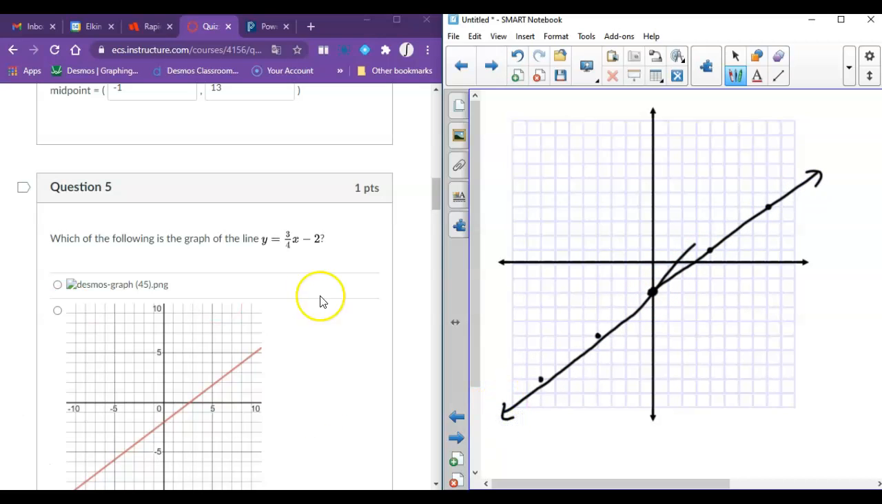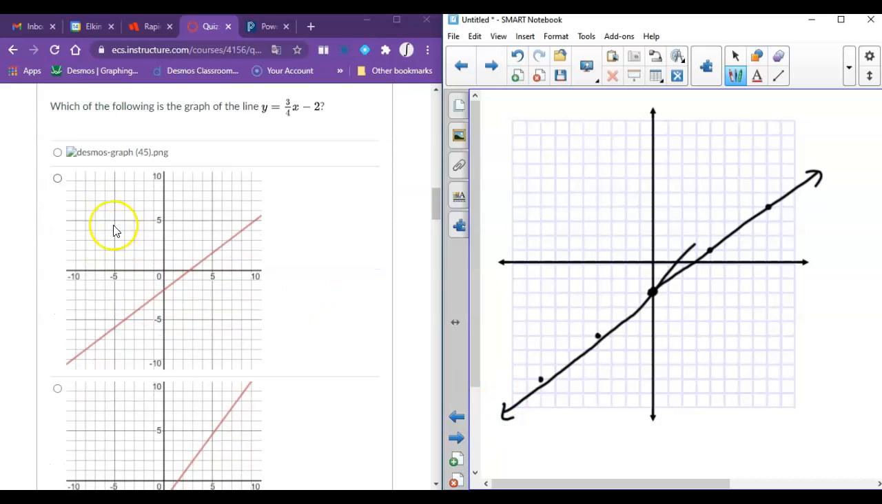And so when we compare this to our answer choices that we have, my first one's not showing up. I hope that one's not right. I think the answer is going to be the second one right here.